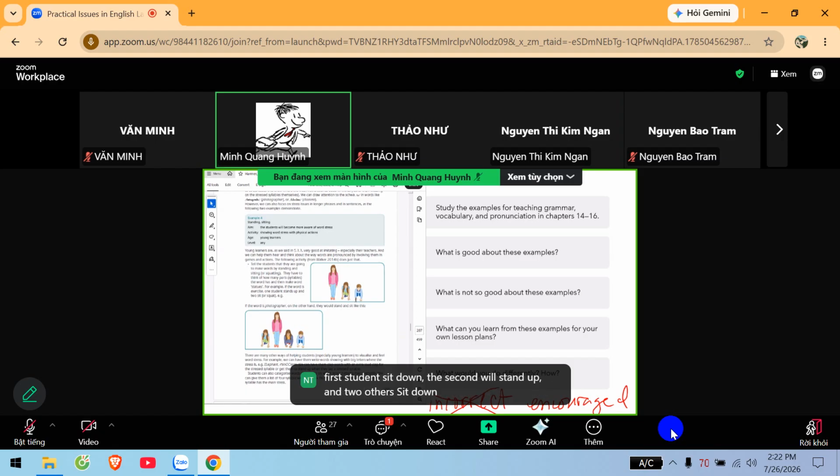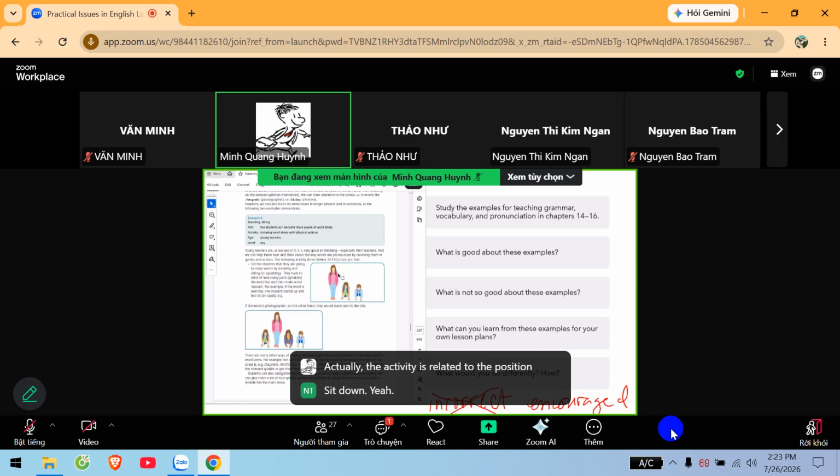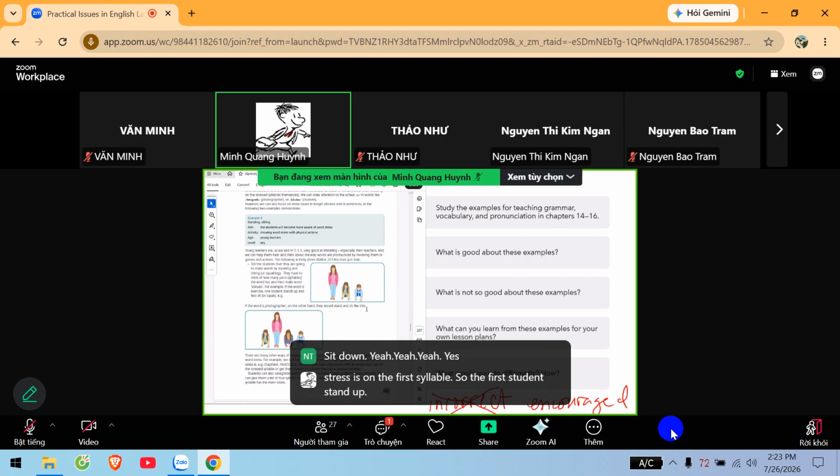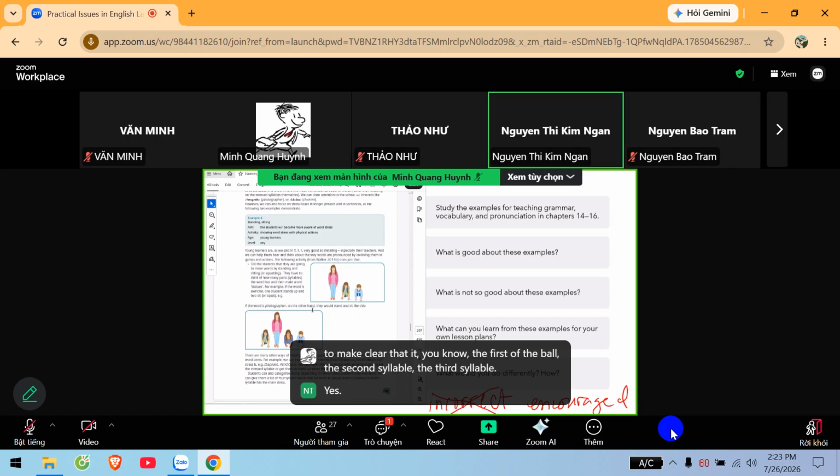Actually, the activity is related to the position of the stress, right? So for the word exercise, the stress is on the first syllable, so the first student stands up and the other students sit down. And then for photographer, the stress is on the second syllable, so the second student stands up, and then all of the other students sit down. It's related to the position of the stress. When you explain it, you need to make clear that the first syllable, the second syllable, the third syllable correspond to the first student, second, and third student.